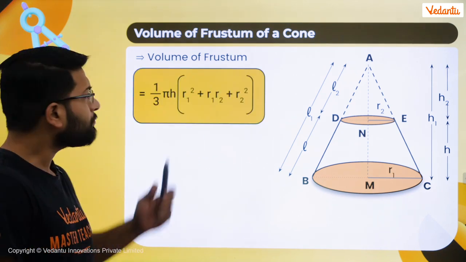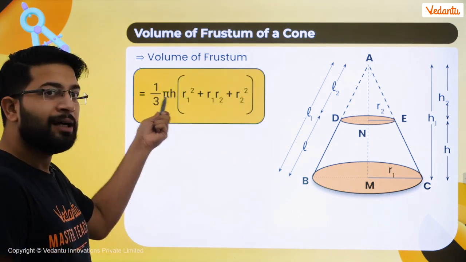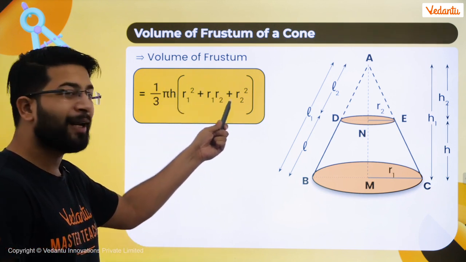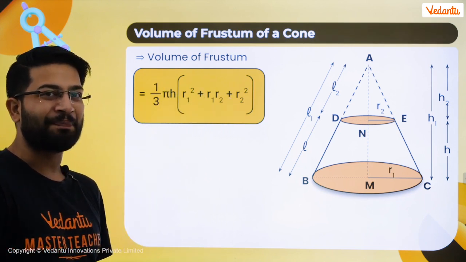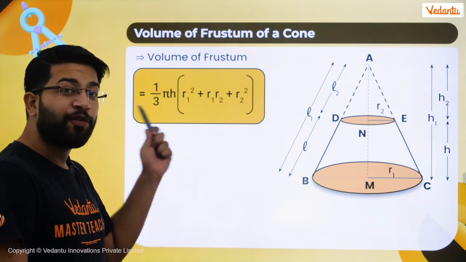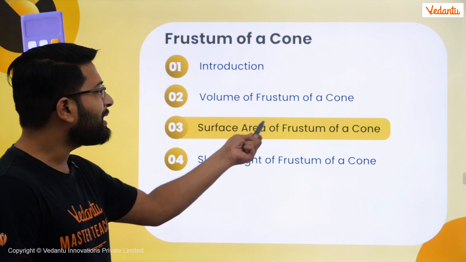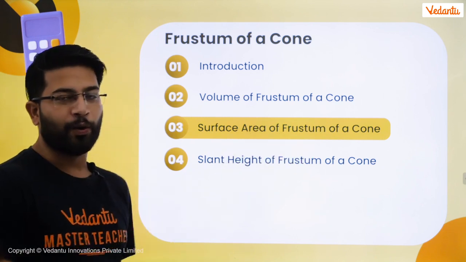Very simple formula: 1 by 3 pi h. Now instead of r square, there will be r1 square plus r2 square plus r1 r2. I hope it is clear. So don't forget to write the formula in your notebook. Now champ, let's move on to the surface area of the frustum of a cone.